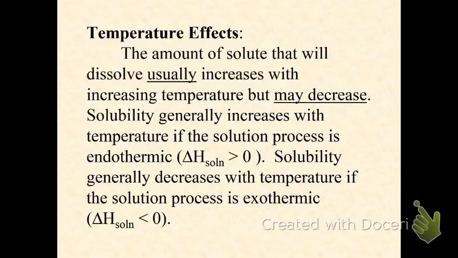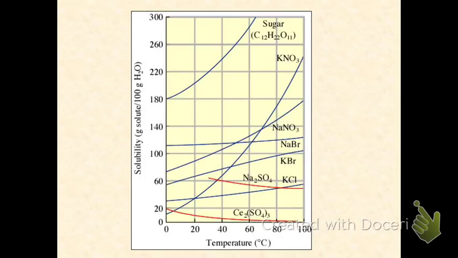But the solubility generally decreases if the solution process is exothermic. One example of that is sodium hydroxide, because it's a very exothermic process. When I make up sodium hydroxide solution, it gets very, very warm. And if I were to heat up the water and try to put more sodium hydroxide in there, it actually has a counter effect. It actually would go down.